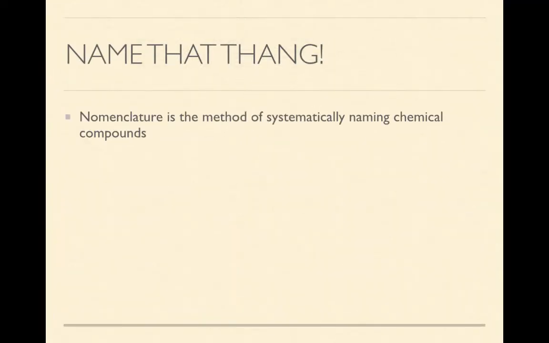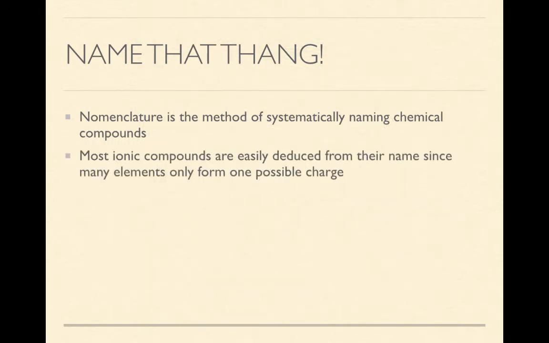Let's talk about naming our compounds here. Whenever we do that, we use the term nomenclature, which means that we're systematically naming something, in this case chemical compounds. Now most ionic compounds we can fairly easily deduce from their name, since most elements form only one possible charge. This is certainly true with our main group elements, although even with main group elements there are still some that form more than one charge. We're going to learn how to deal with those at the end of today.